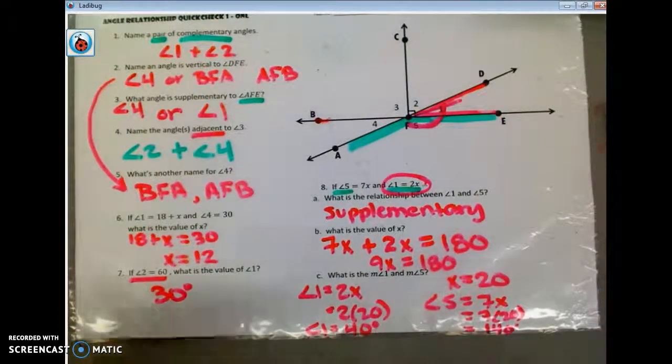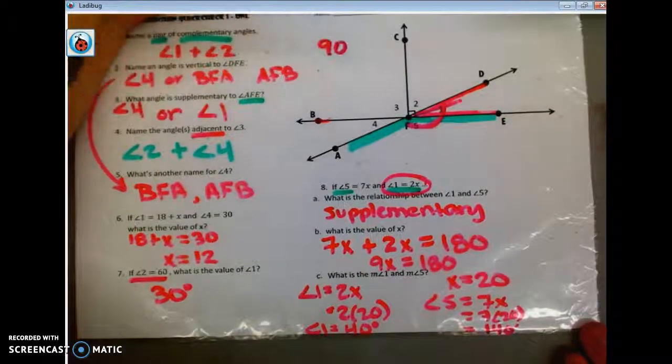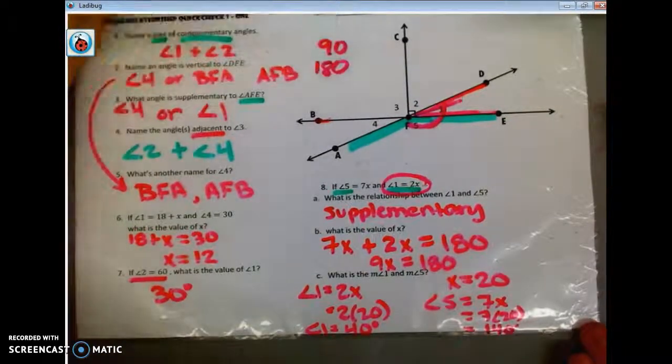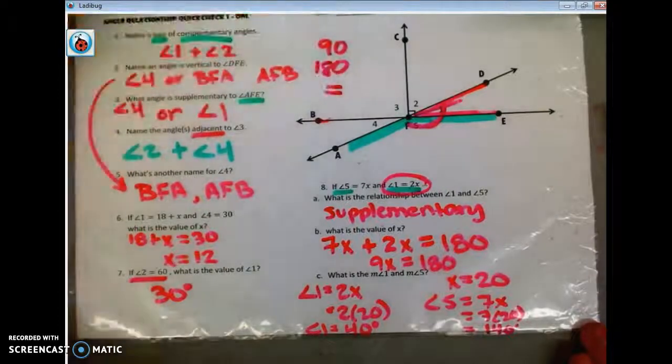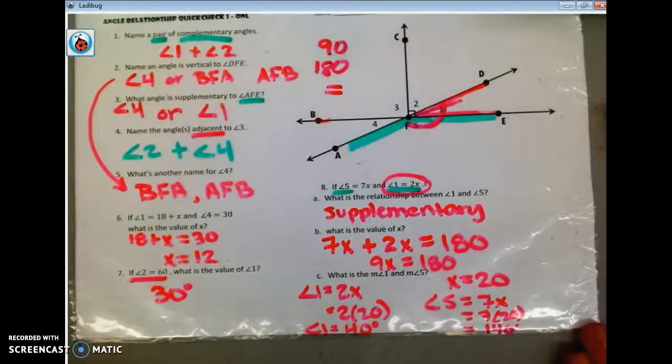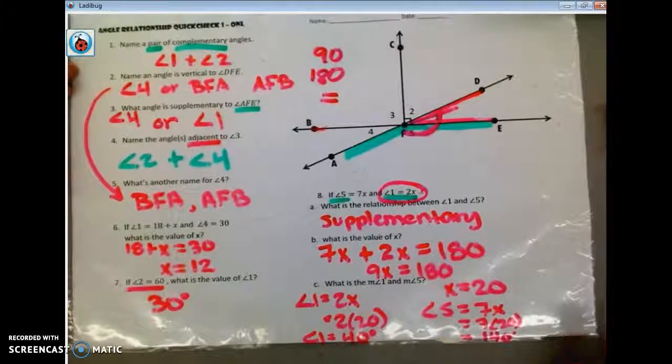So again, your relationships are, they add up to 90, add up to 180, or they are equal to each other. So think about that as you move forward with your angle relationships.